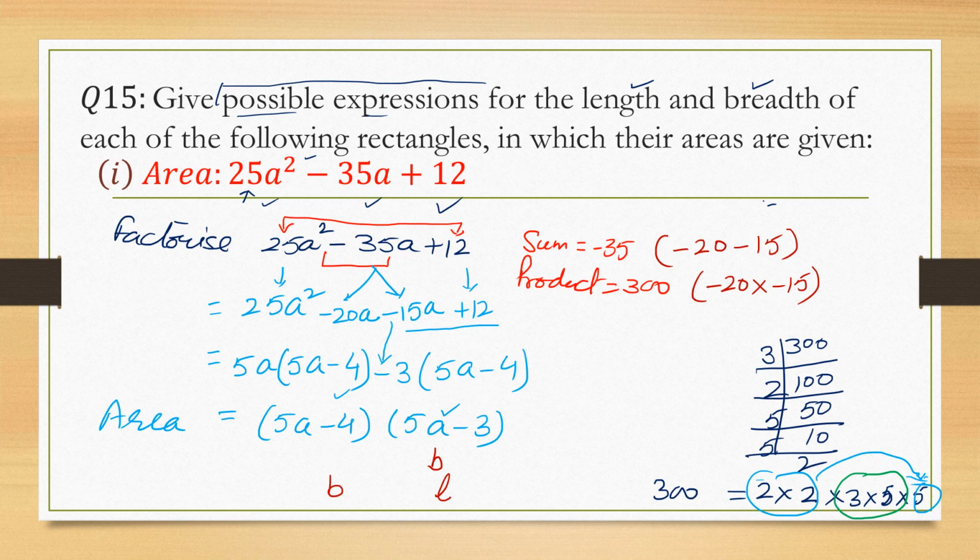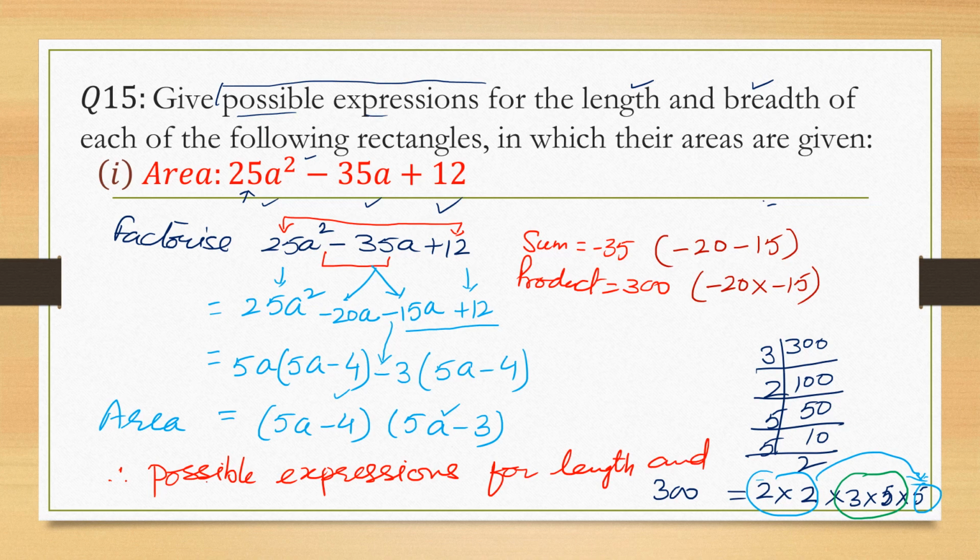Now we have to write the therefore statement, right? So we'll write therefore possible expressions, you can pick the statement from the question only. Possible expressions for length and breadth are 5a minus 4 and 5a minus 3, right? So this is the way we find the possible expressions. Second part I suggest do it yourself.